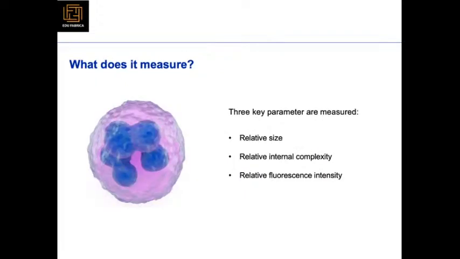So what does it measure? Three key parameters are measured: relative size, relative internal complexity, and fluorescence intensity. If it is simple sorting, then the first two things will be checked: the size and the complexity, the morphology of the cells. Otherwise, if fluorescence is there, then relative fluorescence is added in the FACS analysis.